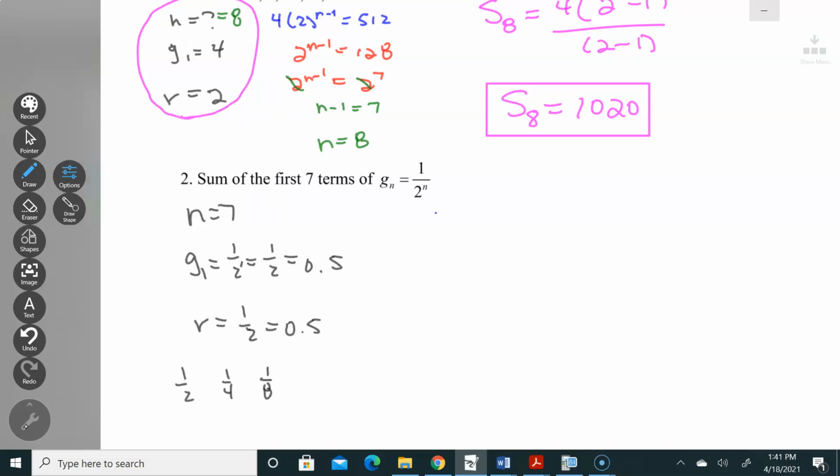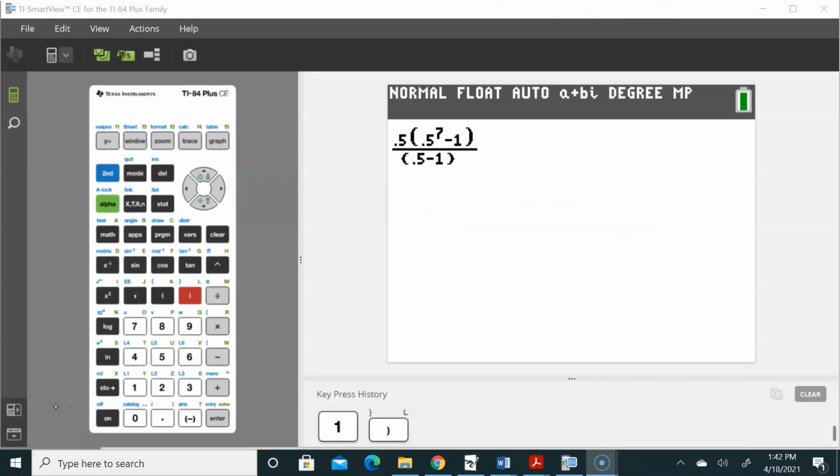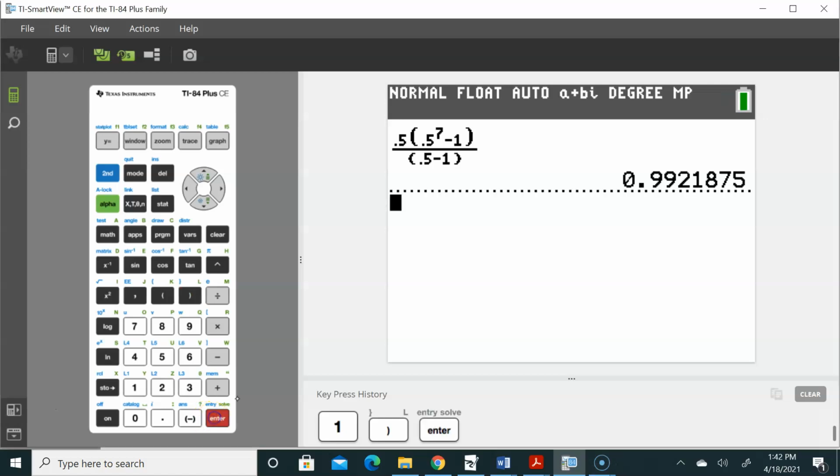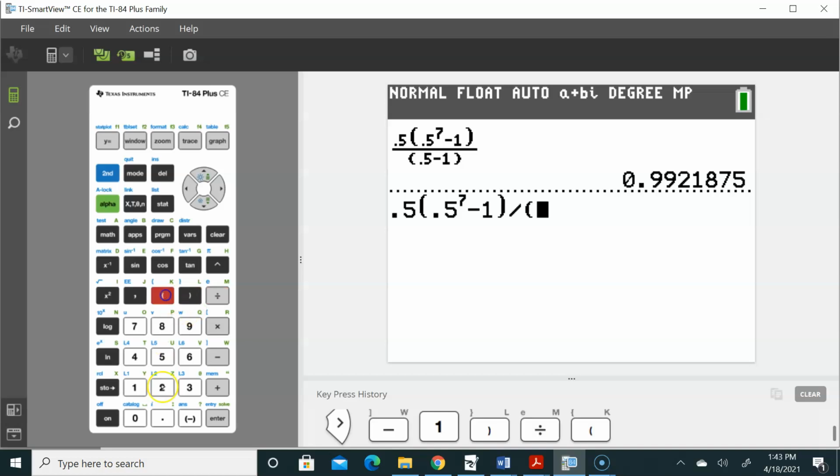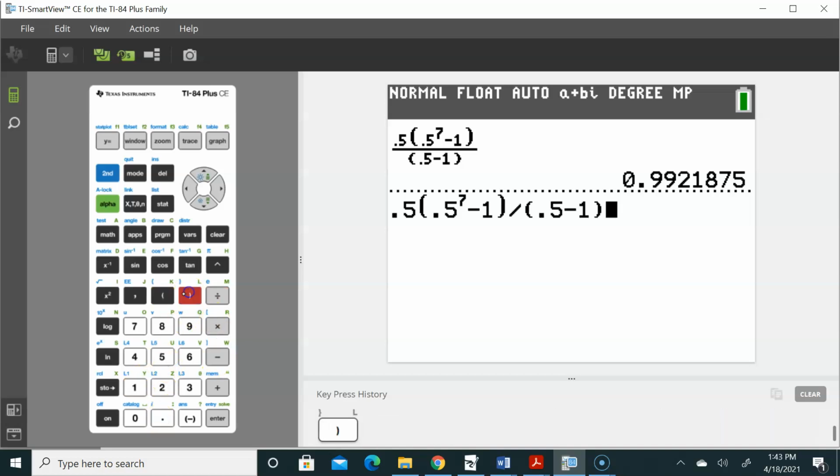And I get my sum of the 7 terms is equal to 0.5 times (0.5 to the 7th minus 1) over (0.5 minus 1). I'm going to type this into the calculator. As you see, I already typed it in. I can hit enter. I get this long decimal number. I could do it without that special fraction key, and I get the same result.